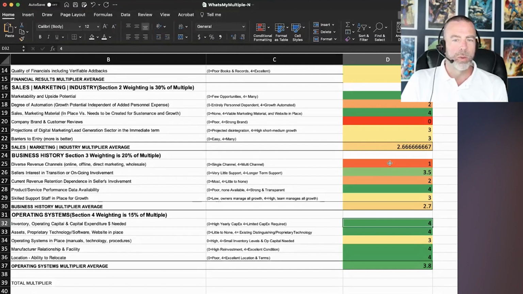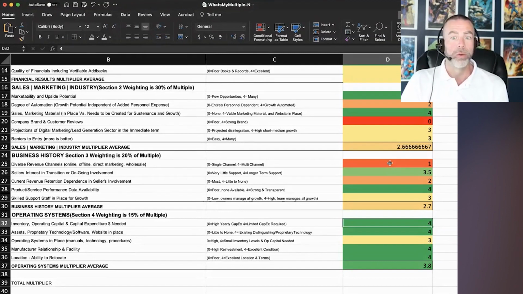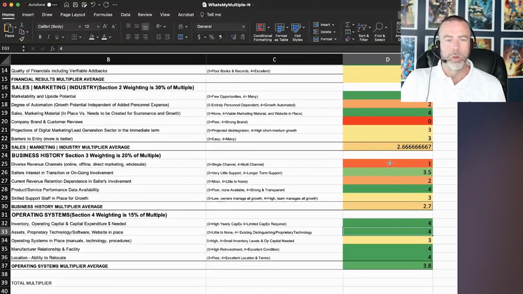Under operating systems, we've got inventory. They don't really need any inventory, the way they work directly with manufacturers, and they've got a really good relationship with those manufacturers. So the products are shipped directly from manufacturer to consumer, and they don't hold any inventory, which is ludicrous. It's incredible. Assets, technology, website in place. They've got great technology. They've got systems set up. There should be no problems whatsoever being able to transition this over.